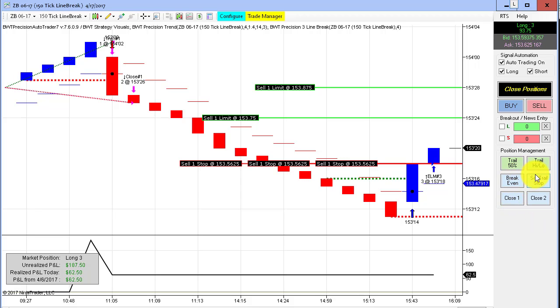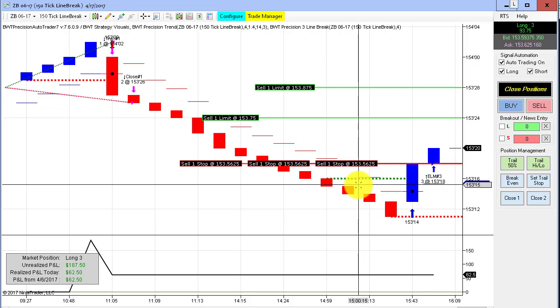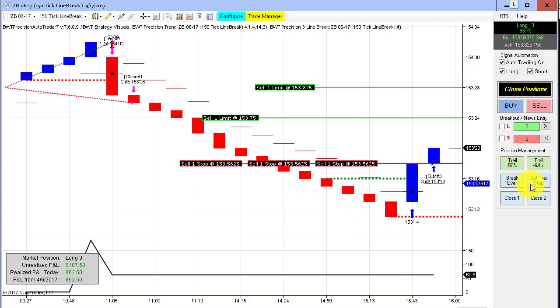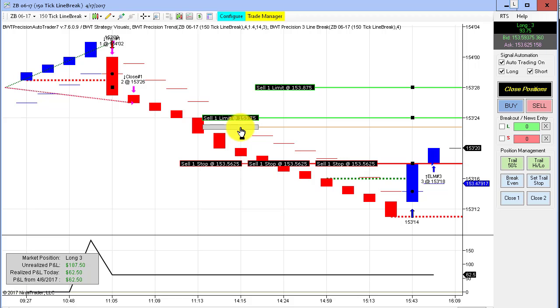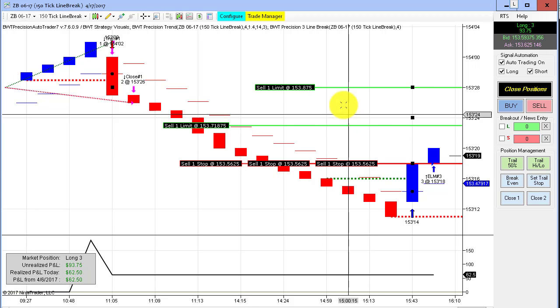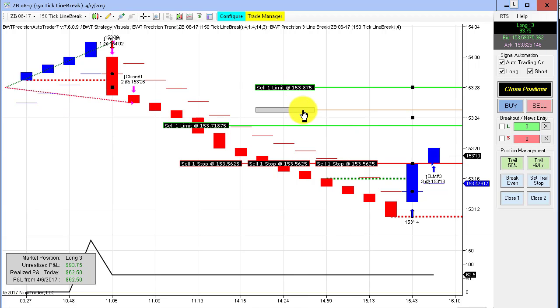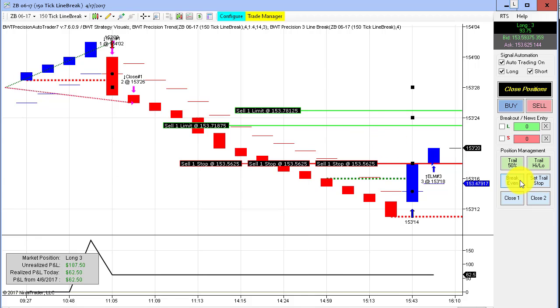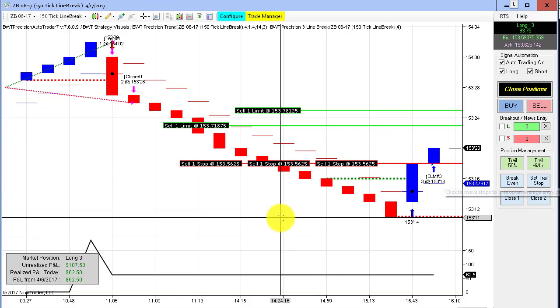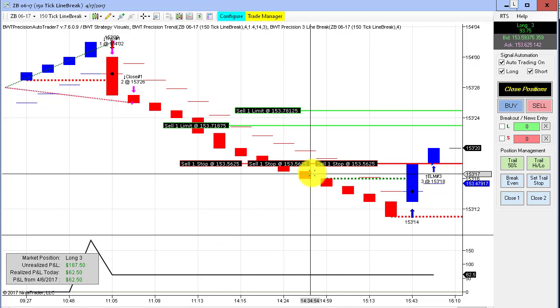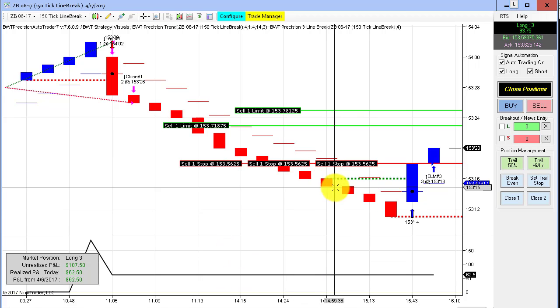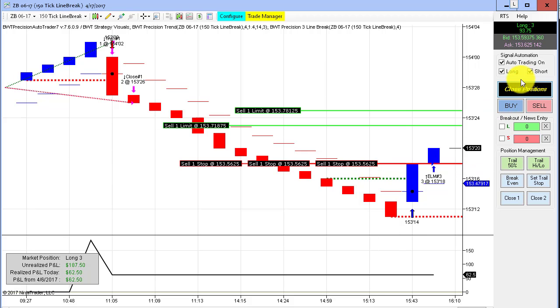So you can manually interact with the Autotrader. If it's not bringing your stops in fast enough, then you can do things like that. You can click the close position button. You can drag your profit targets closer if things aren't moving fast enough. So there is a great amount of flexibility in interacting with the Autotrader in addition to everything else being automated.